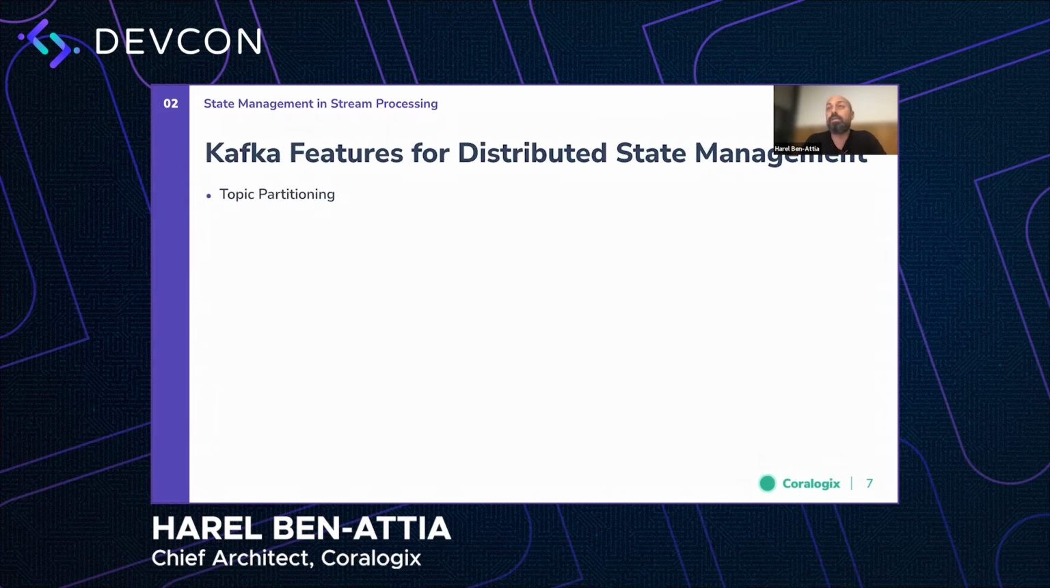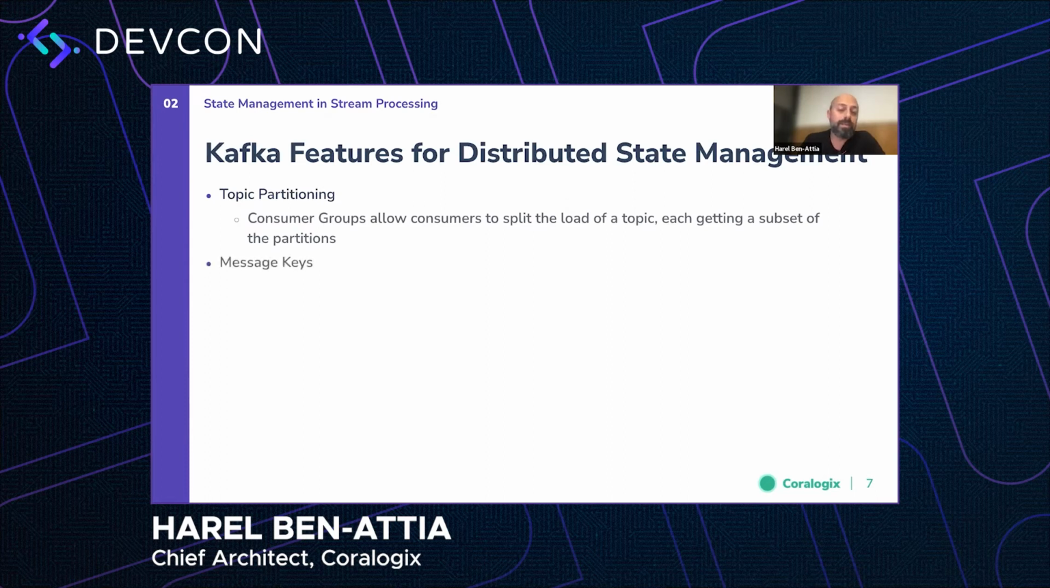The first topic is topic partitioning. In Kafka, a topic is not stored as one big unit, but is split into a set of partitions. The data consumers divide the work on the partitions between them. Each consumer is responsible for reading from a subset of those partitions.